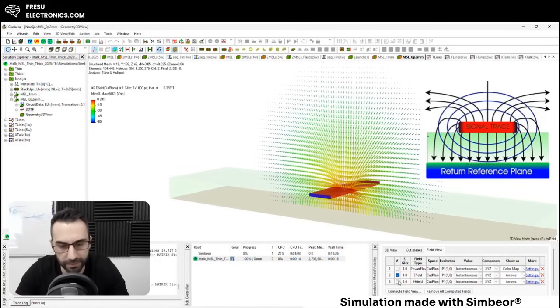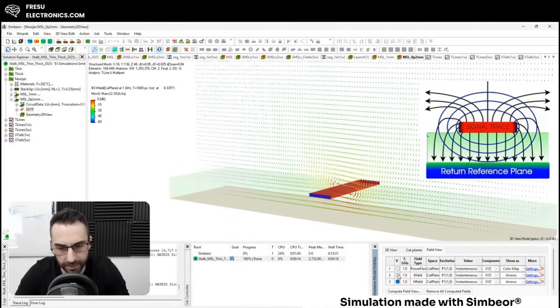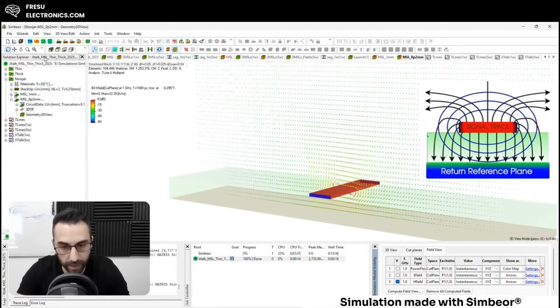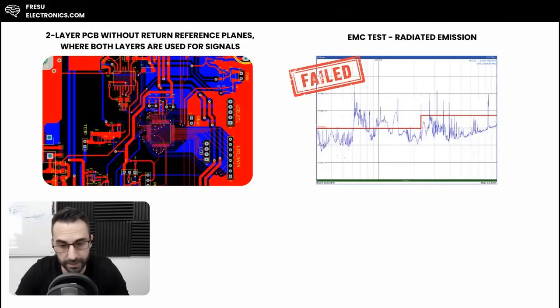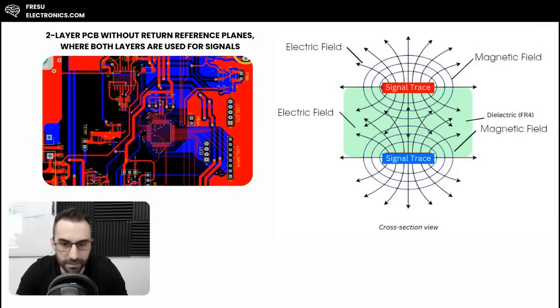You can see that the fields are not inside the conductor. This is what's really important, because when we're designing the printed circuit board, we need to build the structure that contains the fields. We cannot use a single conductor. When we're designing a two-layer printed circuit board where both layers are used for signals without a return reference plane, you can already picture how these fields will spread out from both signal layers, which becomes a problem, because the fields from both signal layers are compromising each other. They are contaminating each other.